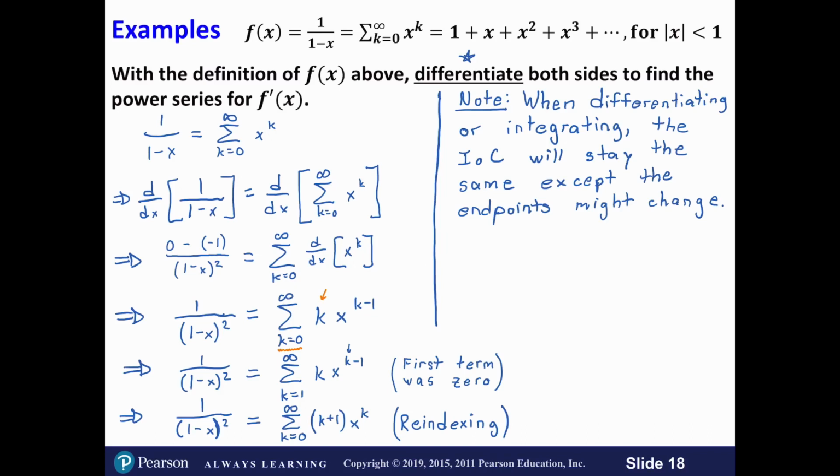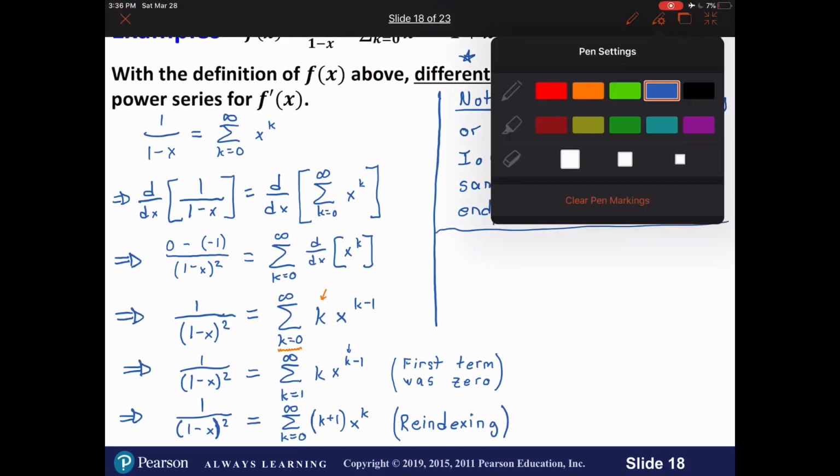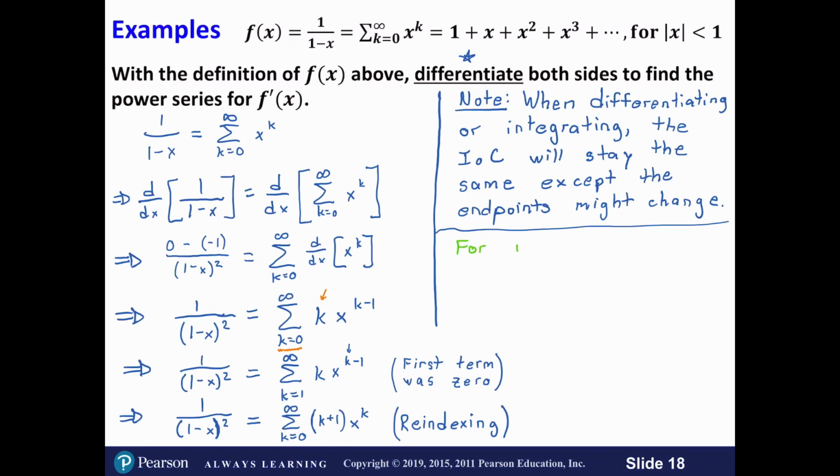Okay, so what we can do now is we would check whether x equals 1 and x equals -1 converge or diverge to determine what the new interval of convergence was. So for this example, the original interval of convergence before we differentiated was -1 to 1. And so now we have to check whether x equals 1 and x equals -1 will converge or diverge.